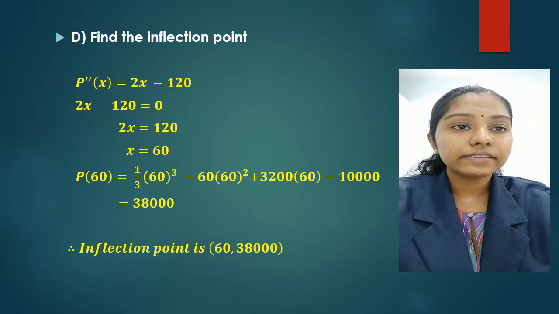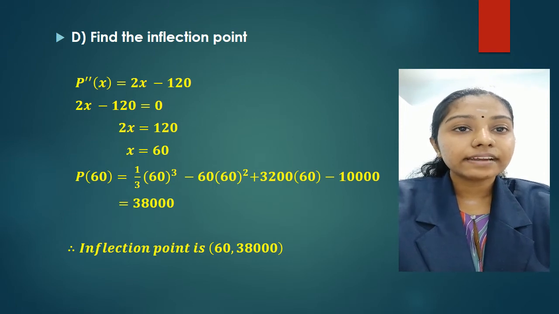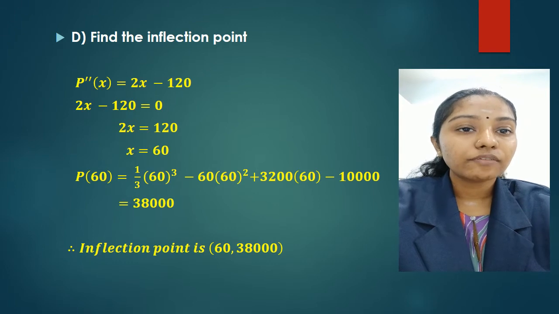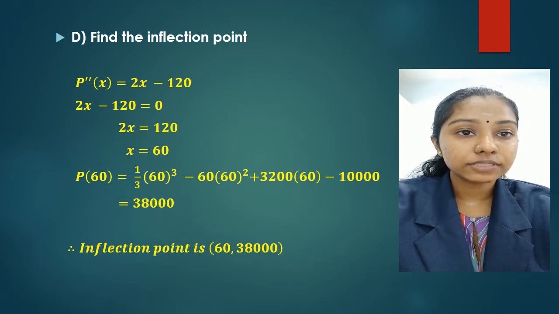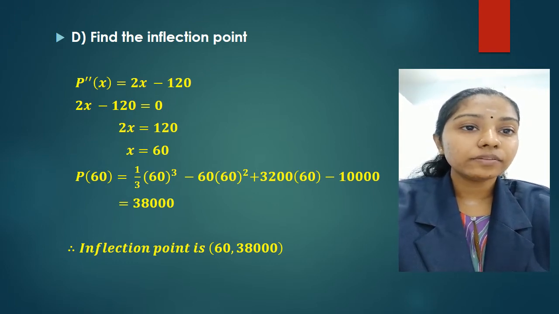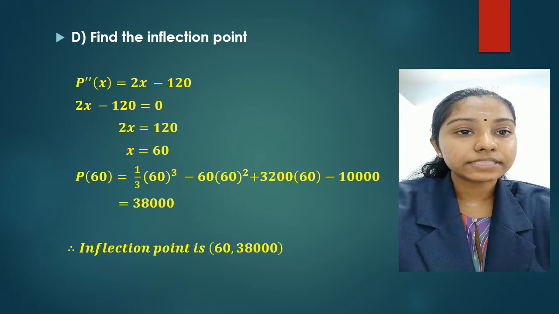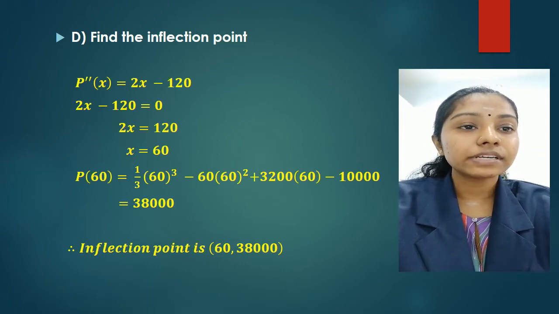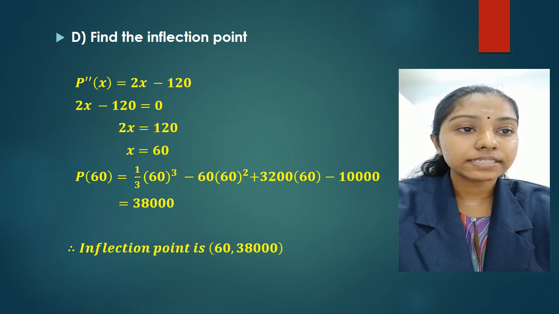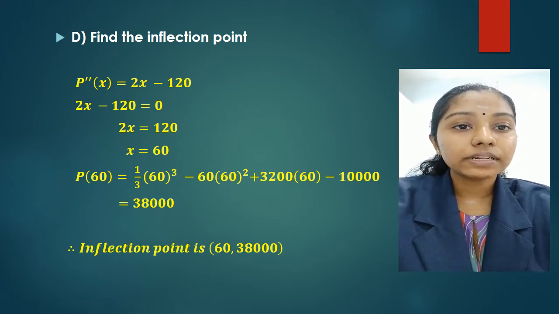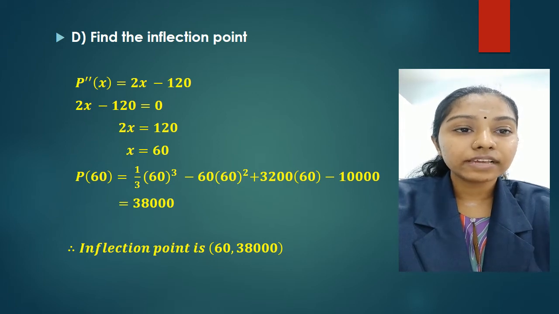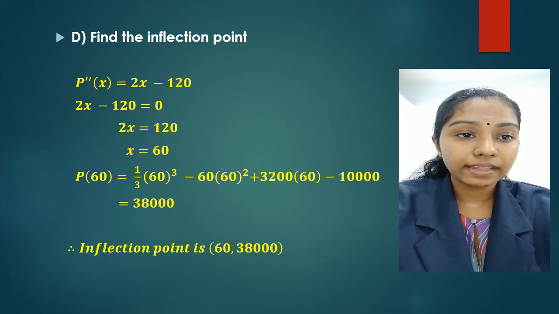Question D. Find the inflection point. The second derivative function of the profit function is 2x minus 120. From that we can get x equals 60. To find the inflection point, we should substitute that 60 into the actual profit function, which is 1 over 3 times 60 cubed minus 60 times 60 squared plus 3200 times 60 minus 10,000. We'll get 38,000. So the inflection point is 60 and 38,000.